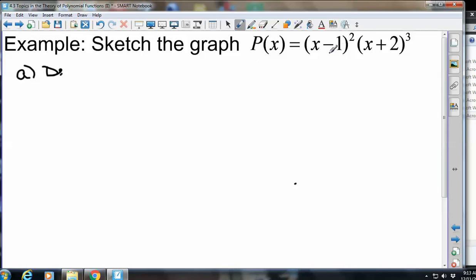So first question, degree. If I multiply this out, we have an x squared times an x cubed. So what's my degree? X to the 5th, degree 5. And behavior. So it's a positive x to the 5th, so I don't have to worry about flipping or anything. Down, up, because it's odd degree, so your ends are going opposite directions.